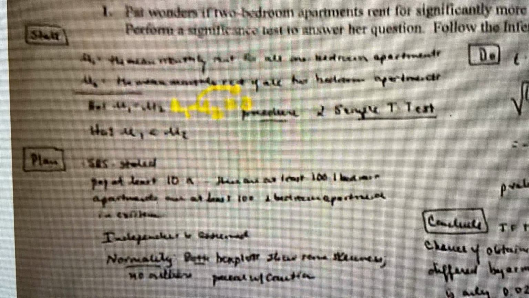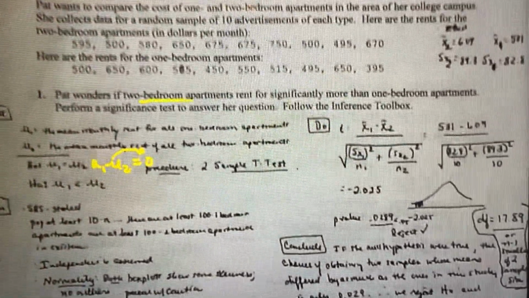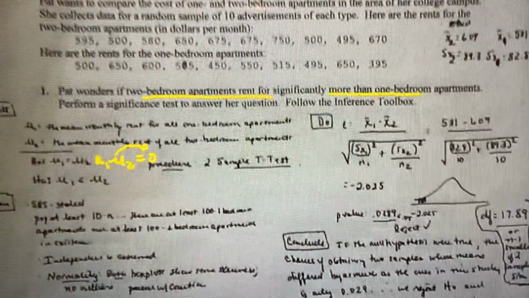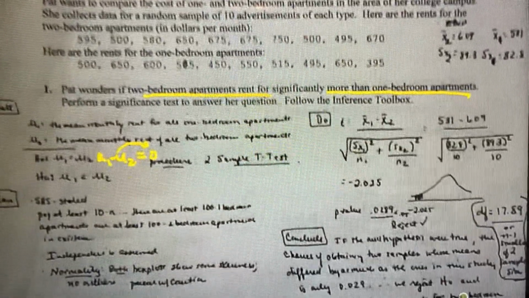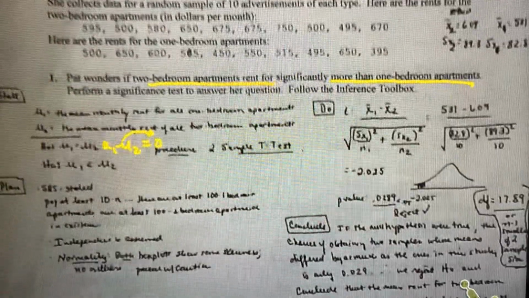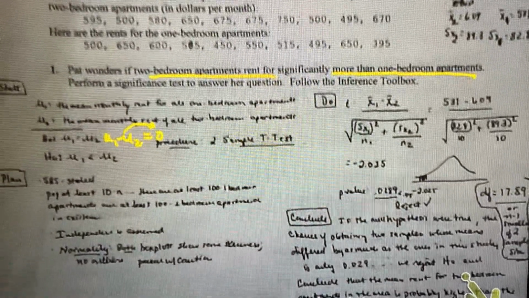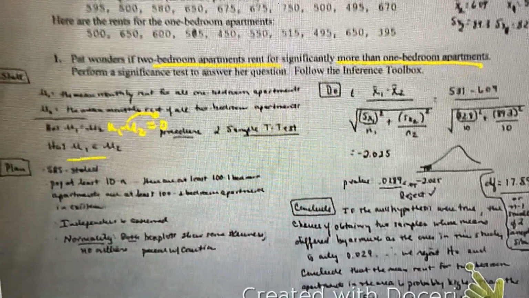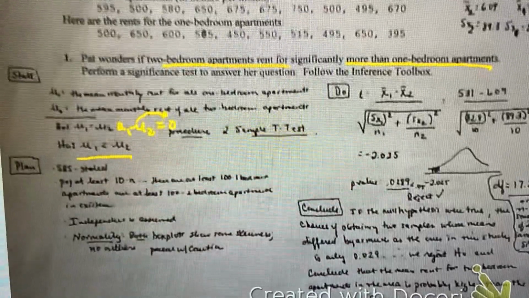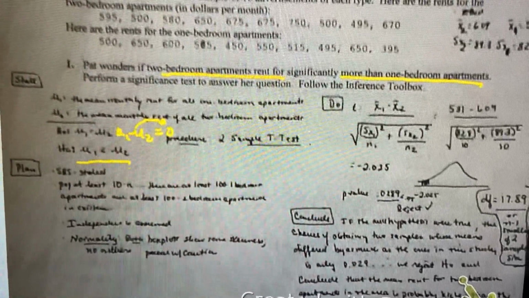And then where did the Ha come from? Well, right here they said the two-bedroom apartment was more than the one-bedroom apartment. So they just want to see if it's going to be more than, but is it significantly more? That's why we're running that test. So Ha, mu1 is less than mu2. Our procedure is called a two-sample t-test.